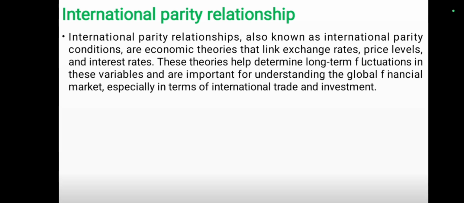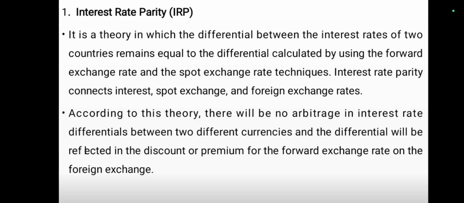Next we have international parity relations. They are also known as international parity conditions, which are economic theories that link price levels or interest rates. We have various parity relationships. Under that we have interest rate parity, purchasing power parity, as well as the international Fisher effect. These are the main three theories of the parity relations we will study.